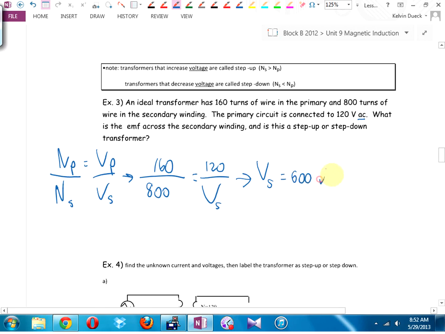Nathaniel, what was our primary voltage? What was our secondary voltage? Step up or step down? Step up. It's a step up transformer.